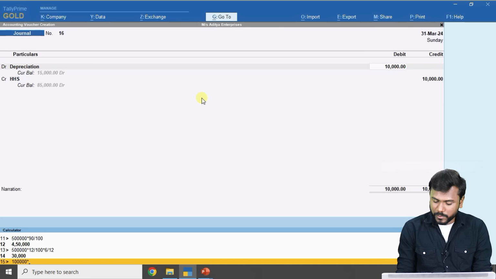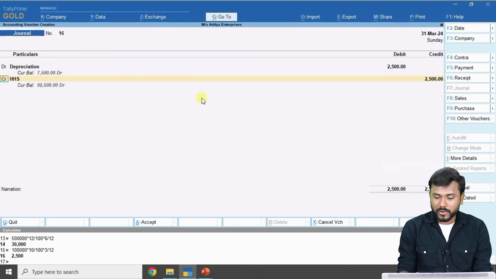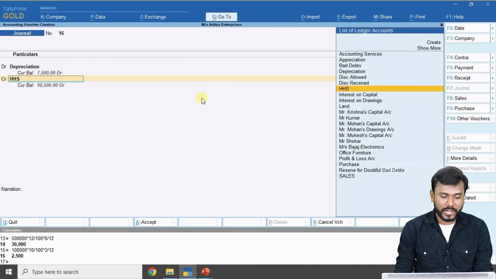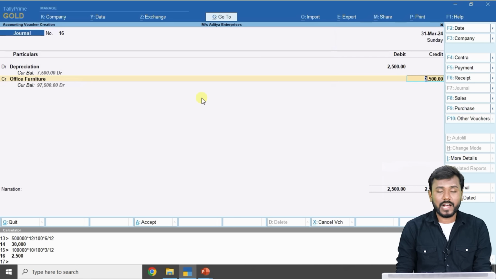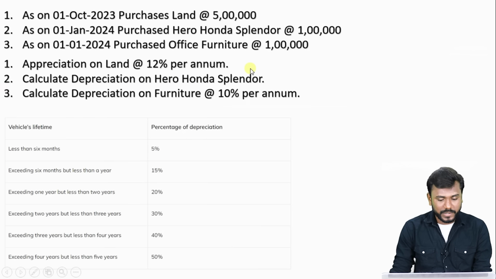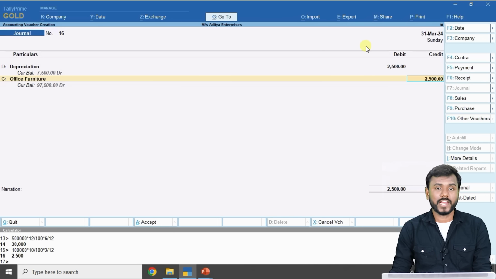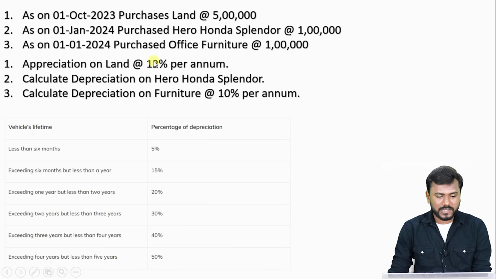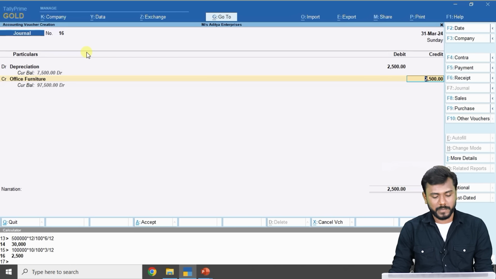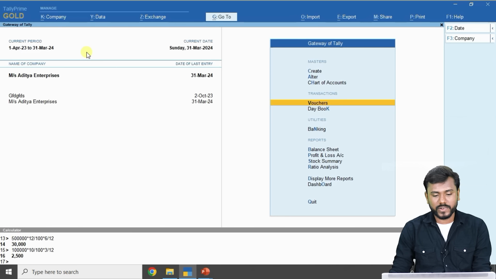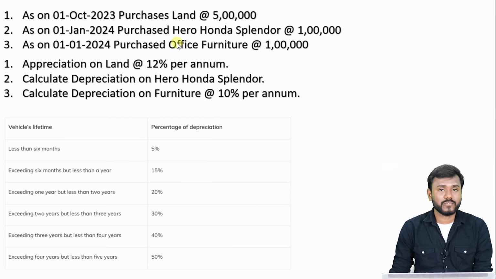1 lakh into 10 by 100 multiplied by 3 by 12. Only for 3 months we need to calculate. That is only 2,500. And which value is going out? Office furniture. On office furniture 10% is a depreciation per annum. So we calculated only for 3 months because we purchased office furniture on 1st of January. So only 3 months depreciation. Control A. This is how we need to pass adjustments for the appreciation and depreciation.